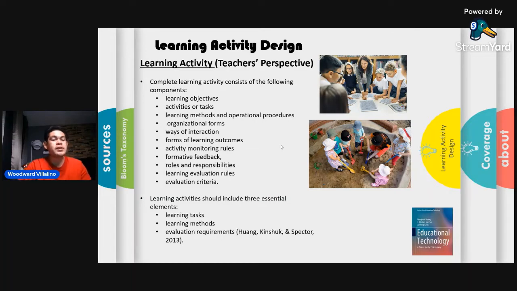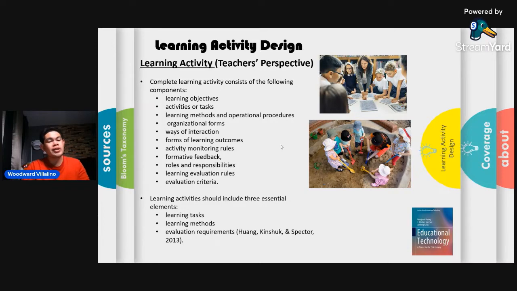Number six, forms of learning outcomes. So there are different forms of learning outcomes, and we need to identify them. Number seven, formative feedbacks. So it's important that we get feedbacks. Number eight, roles and responsibilities. So in every activity, there are particular roles and responsibilities that should take place. It could either be on the part of the teacher or the part of the learners, but it should be identified as well. Number nine, we have the learning evaluation rules. So we need to set rules on how we evaluate the learning, and this includes the evaluation criteria as well.